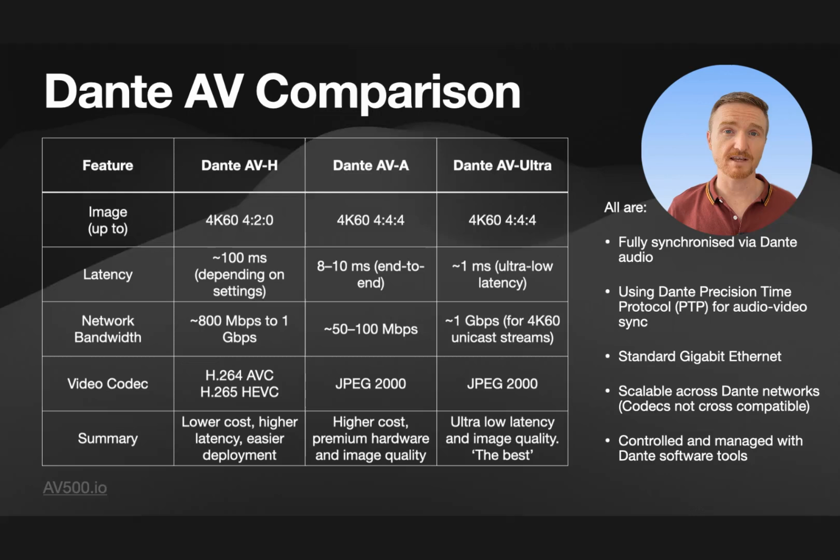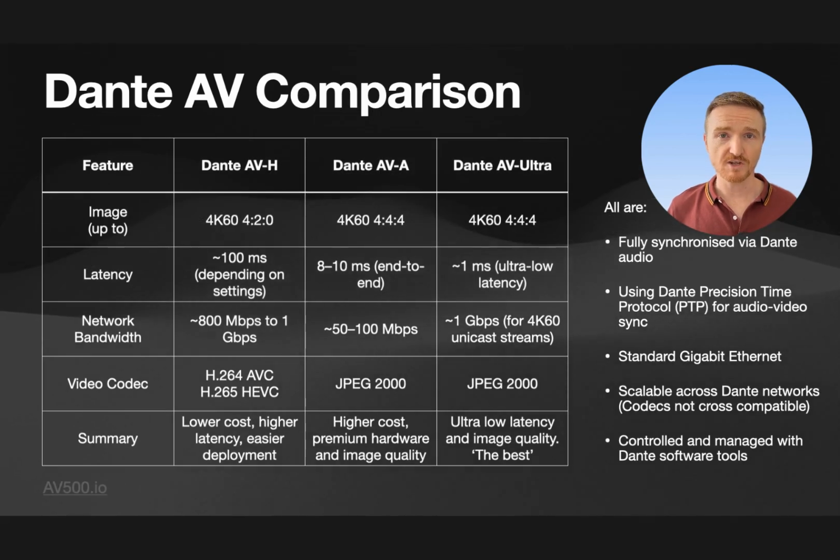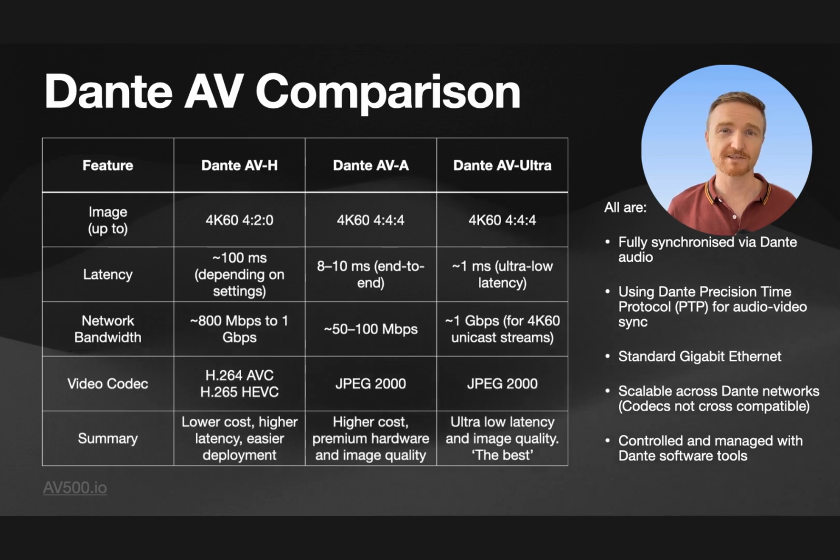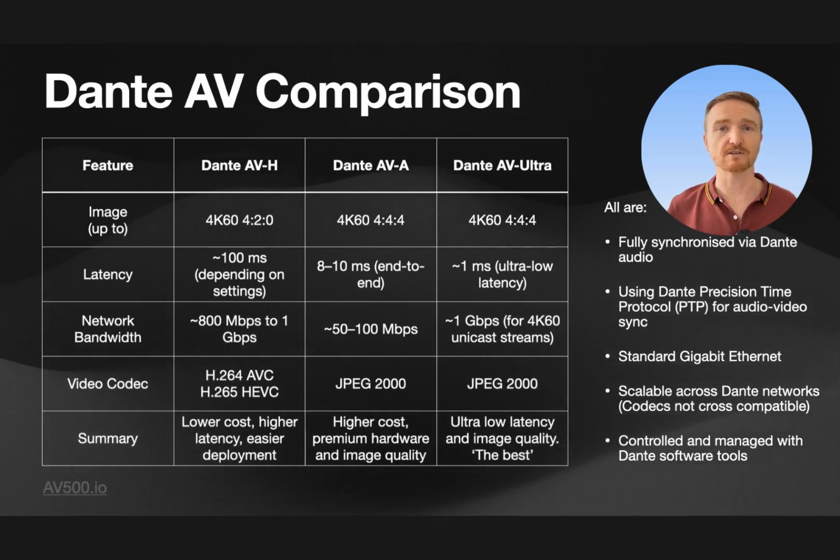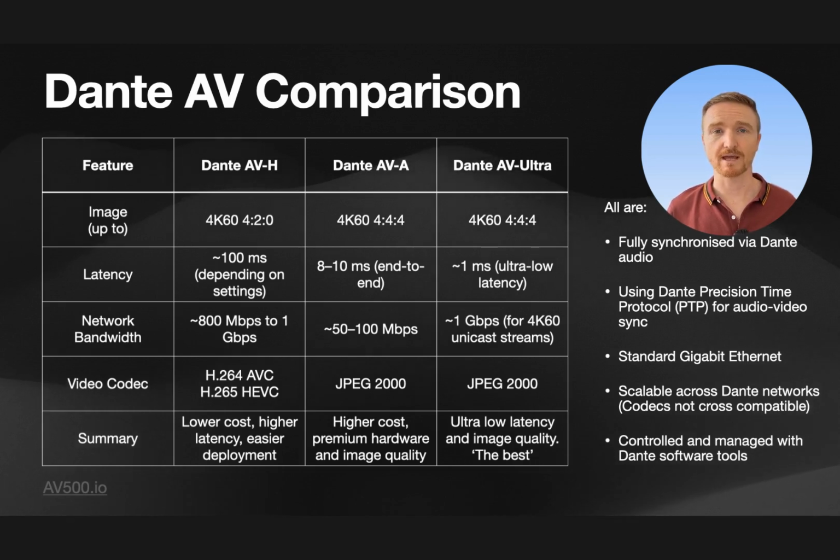Dante AV comes in three flavors: AVH, AVA, and AV Ultra. And it's important to note, while they're all compatible with a Dante network and can all be controlled and managed in the same way, the codecs have to match. So for instance, you can't send an AV Ultra signal to an AVH endpoint. All of these protocols can work on a 1 gig network but have different bandwidth requirements, so you'll get more or fewer streams. Okay, let's take a closer look.